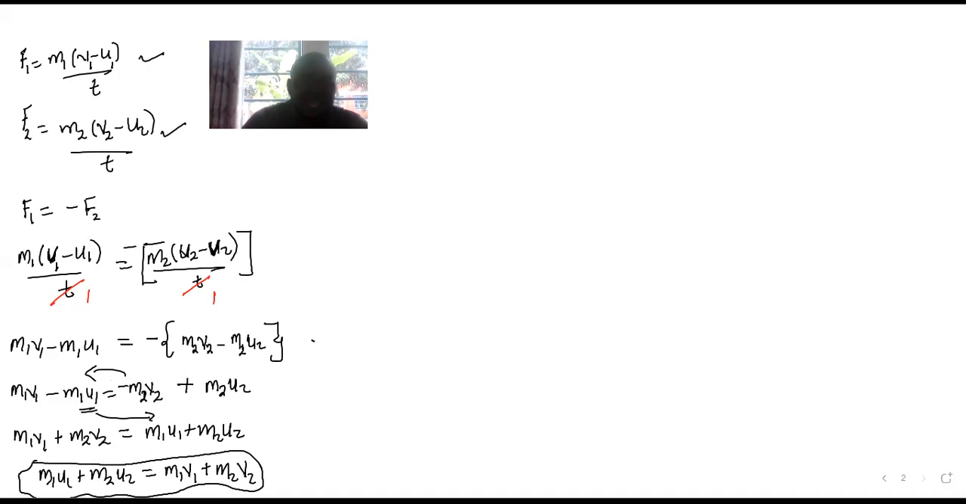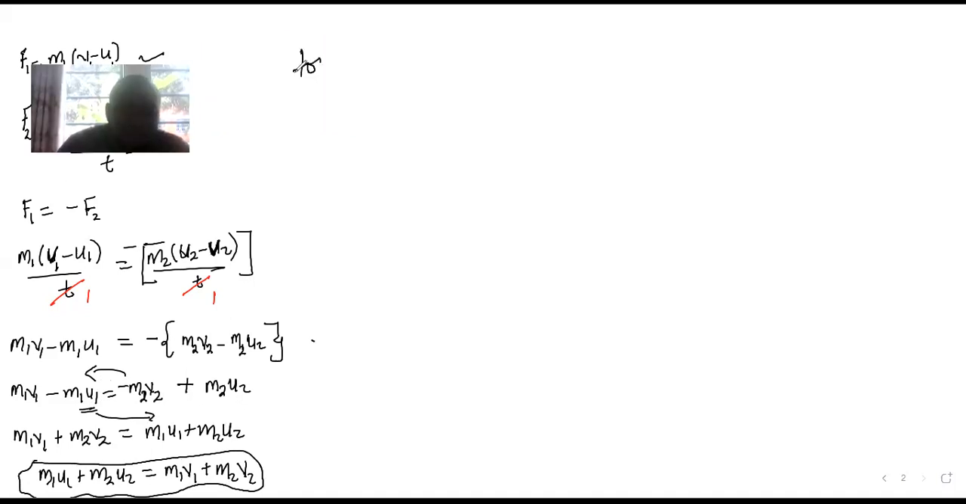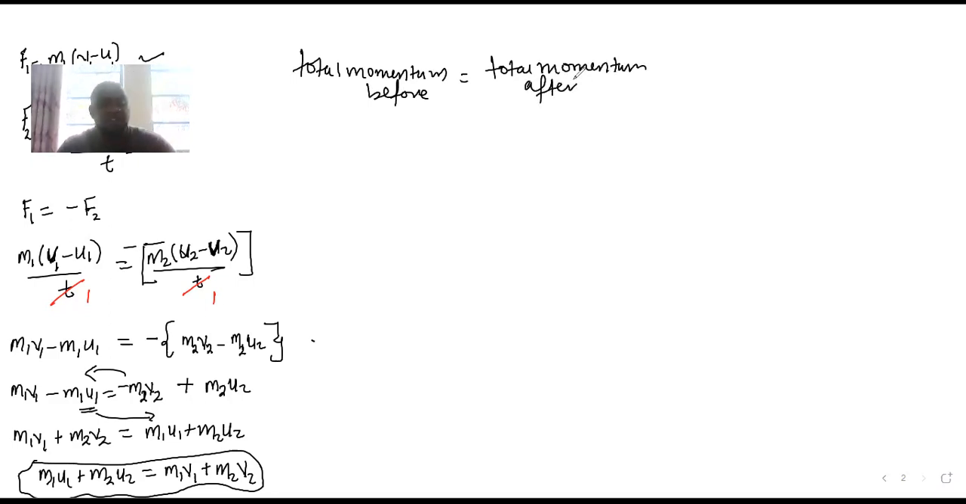When you look at the left-hand side, you only have the total momentum before for both of them. When you look at the right-hand side, you have the total momentum after collision. This one is the momentum using initial velocities. Then this one is the momentum using final velocities.